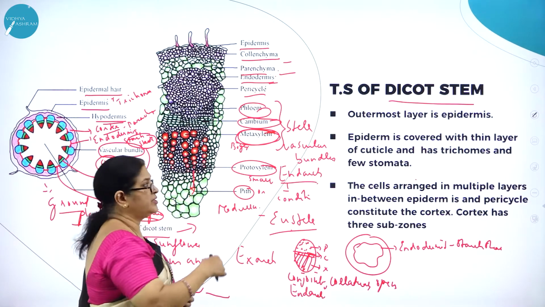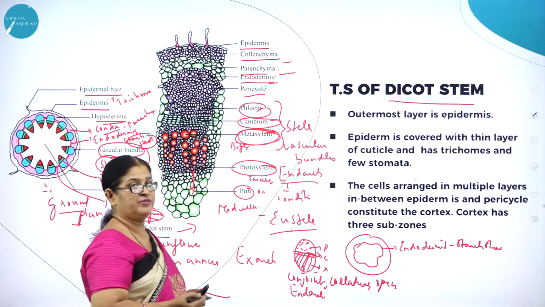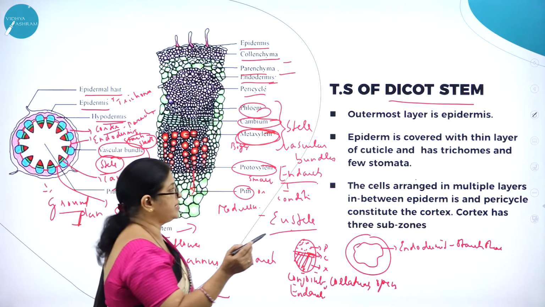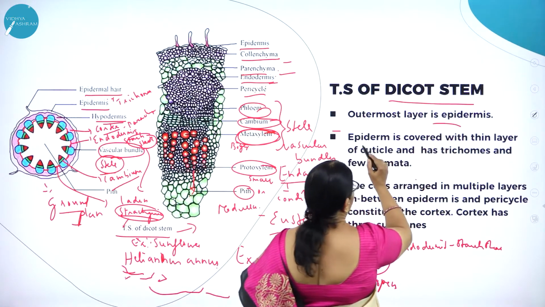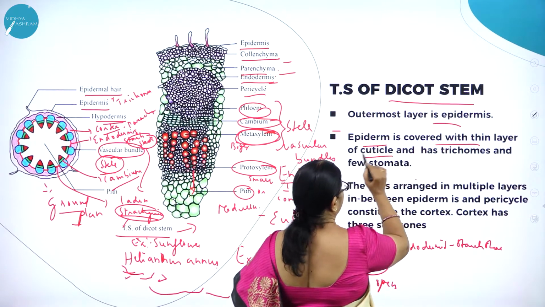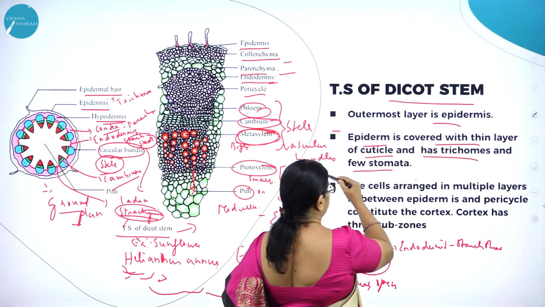So this is about the anatomy of the TS of Dicot stem. Outermost layer is what? Epidermis. Epidermis is covered with a thin layer of cuticle and has trichomes and few stomata.